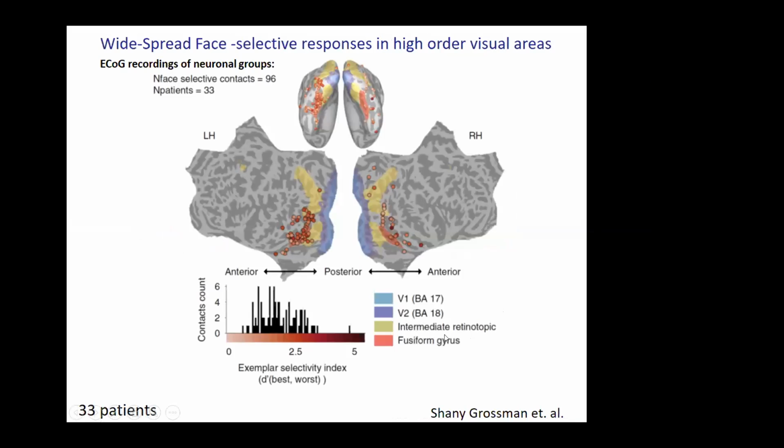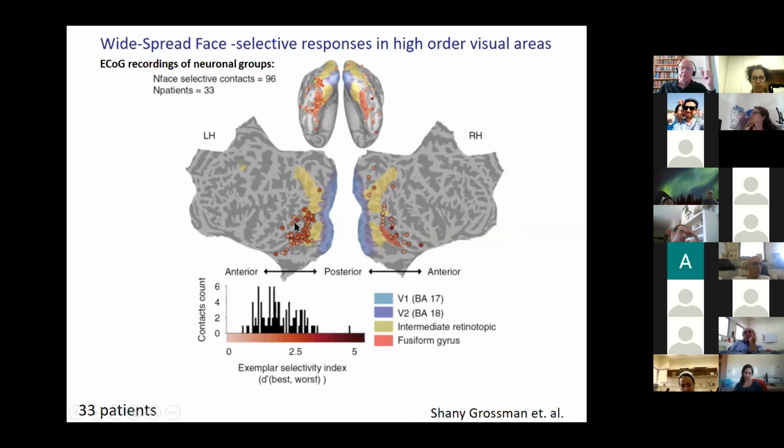So where do we find contacts that are face selective? In other words, they are activated by faces and not by other categories. As expected, you can see them here in the inferior temporal lobe. And on the unfolded brain, you can see them as expected in high-order visual areas. I remind you, this is the visual hierarchy going from back to front. And as typically found many times in fMRI, we find these contacts in high-order visual areas in the inferior temporal lobe.